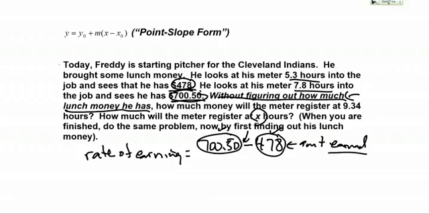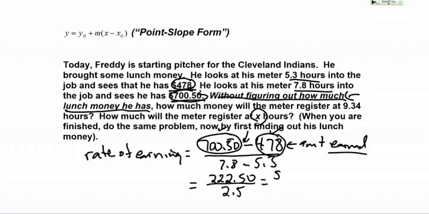And how do we figure out how much time he took to earn that much money? Well, this was at 7.8 hours, and we knock out the 5.3 hours from before, and we see that he's earned that amount of money over this difference in times. Calculating this, we find that he's earned $222.50 over a period of 2.5 hours, which winds up being $89 per hour.